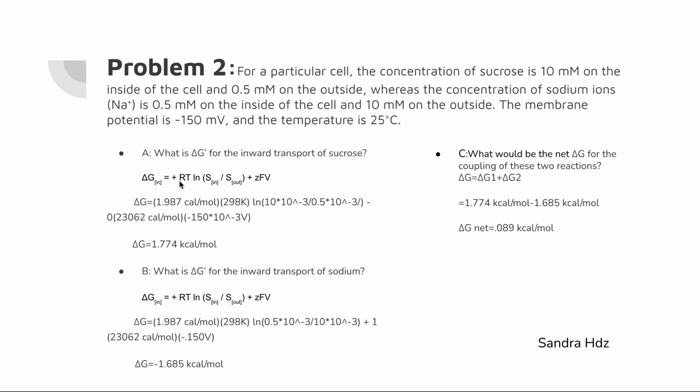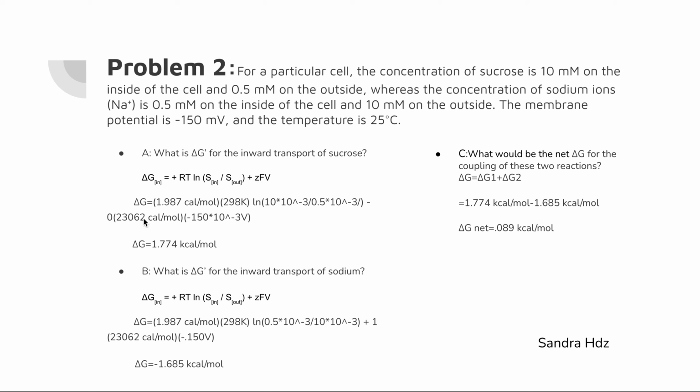Before we do that, let's identify each variable. So R is 1.987 calories per mole. T is for temperature, that is 25 degrees Celsius. However, it needs to be calculated in Kelvin. So to convert Celsius into Kelvin, you add 25 plus 273, you get 298. Ln, that's a logarithmic function. S in is the concentration inside the cell. S out is the concentration of the molecule outside of the cell. And then Z is the charge of whatever molecule we're dealing with.